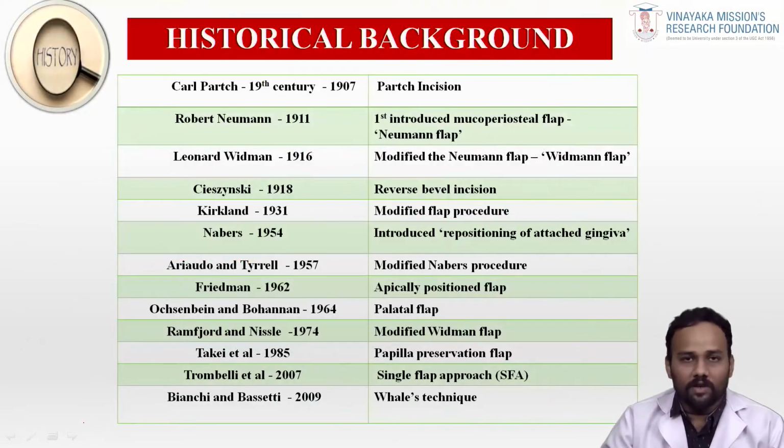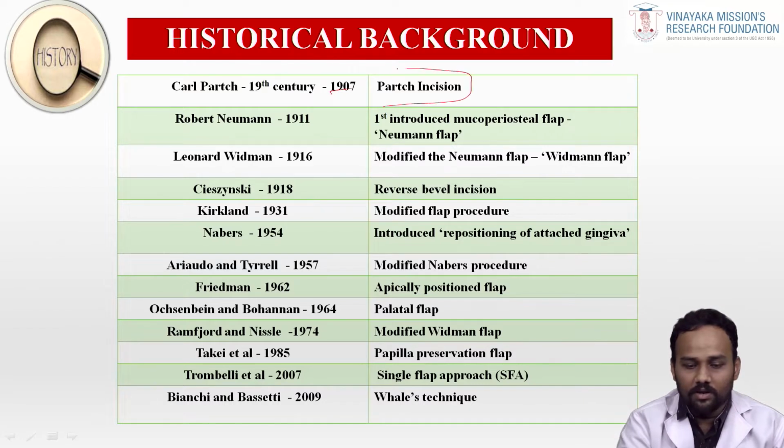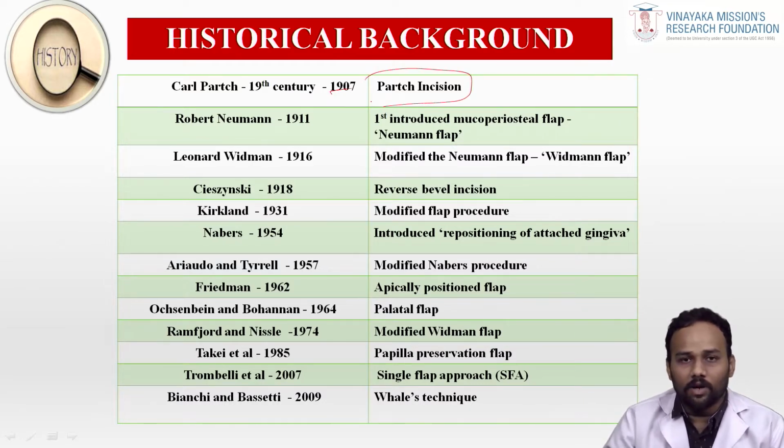Historical background of periodontal flap surgery. Karl Platz in the year 1907 introduced the Platz incision, and in 1911 Robert Neumann first introduced a mucoperiosteal flap, that is the Neumann flap. Then Leonard Widman in the year 1916 introduced the original Widman flap. Cieszynski in 1914 introduced a reversible incision. Then Kirkland in the year 1931 introduced the modified flap procedure. Then Friedman introduced the apically positioned flap, and Ramfjord in 1974 introduced the modified Widman flap.